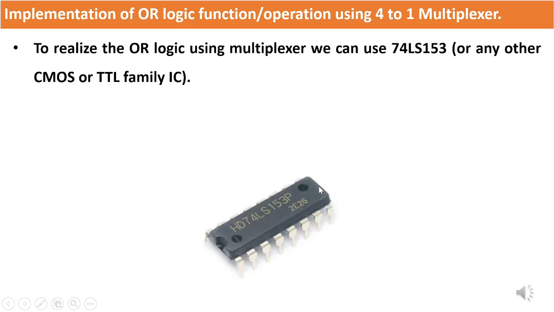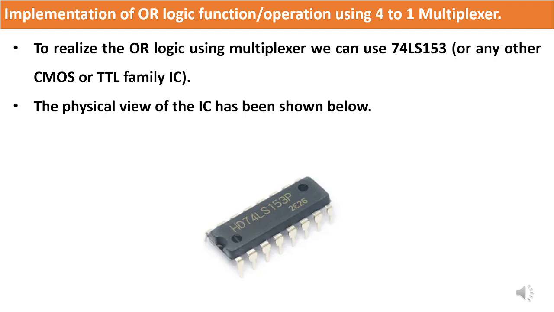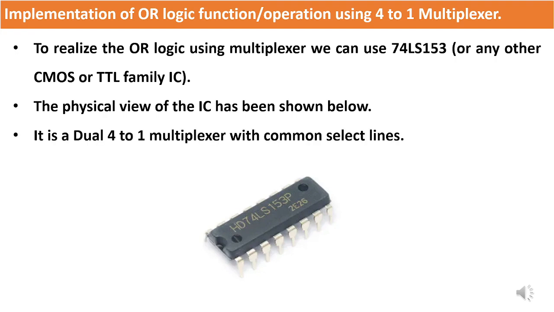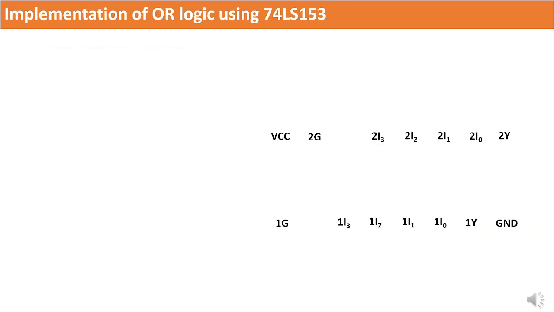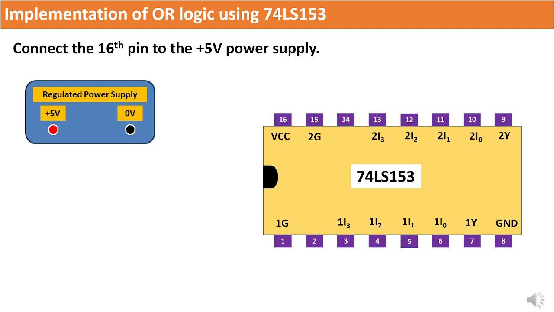Having previously explored the implementation of the NOT logic using the IC 74153 in our earlier video, we shall now bypass the functional details of the IC 74153 and instead focus on applying it to implement the OR logic. The figure provided here illustrates both the internal block diagram and the functional table of the IC 74153. Now let's finish the connections and realize the OR logic using the IC 74153.